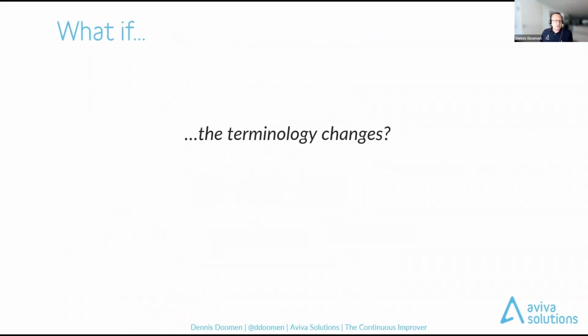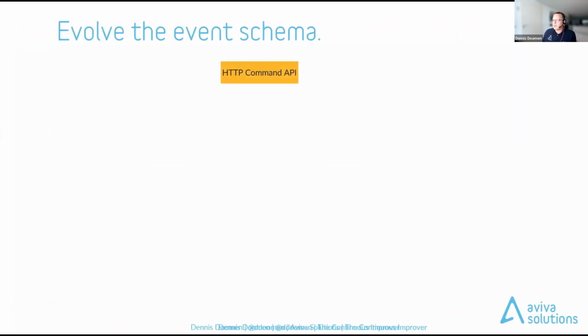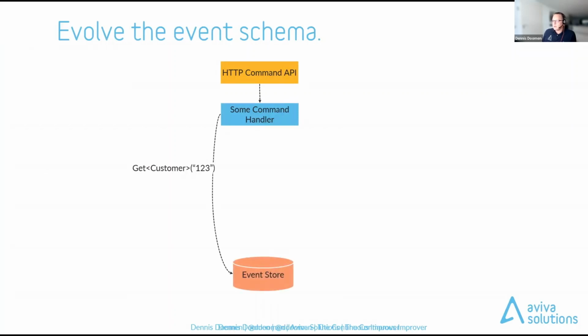Now, what if the terminology changes? Because I talked at the beginning about the ubiquitous language. What if it turns out that the domain changes? The PO discovered that the terminology is different, should be used differently. We have to do event conversion. How do we do that? We have some command and it sends an event. For example, it gets a customer with identity 123, which produces an event customer created. It was one of the first that came in, because that's what you get from the event store.